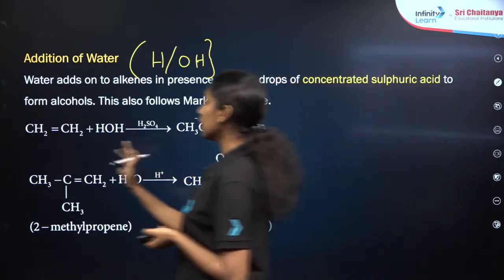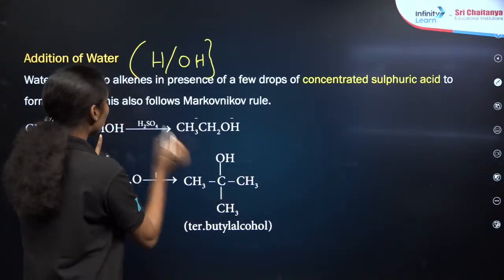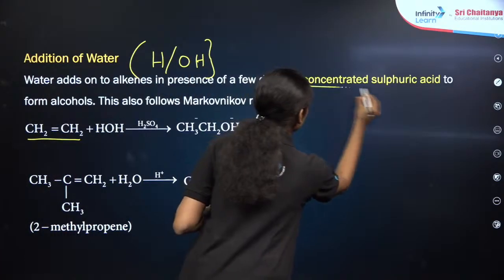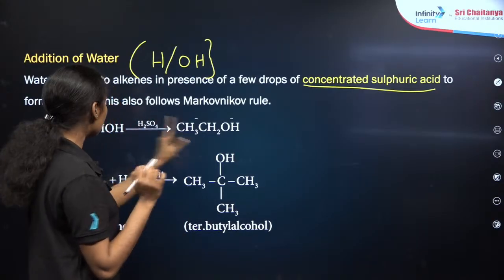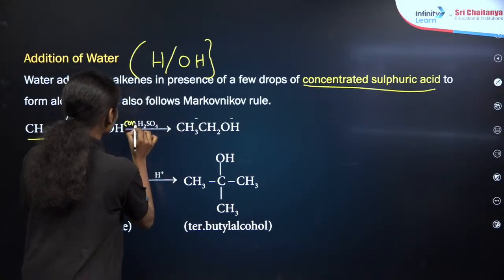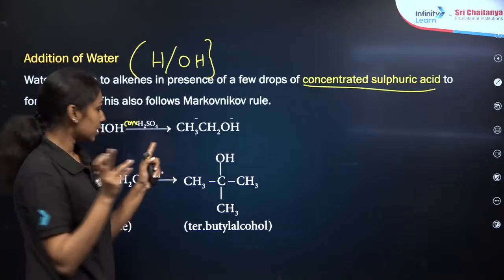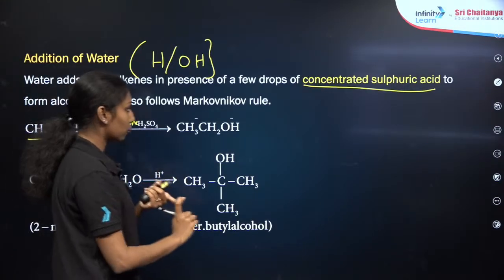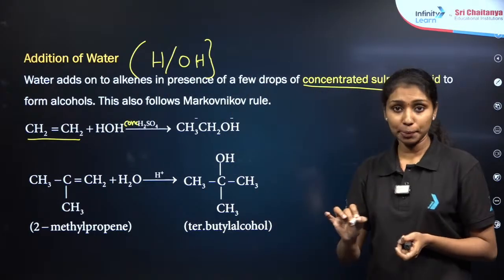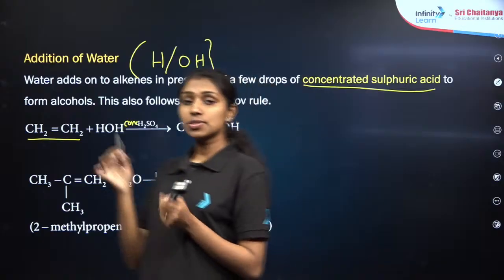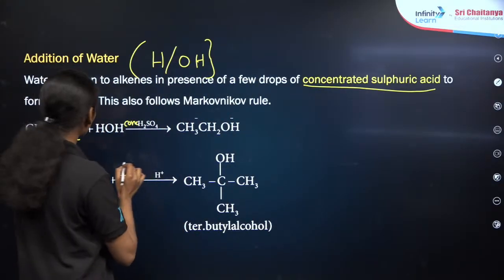For example, if I am taking CH2=CH2, that is my ethene molecule, in presence of concentrated sulfuric acid, this hydration will happen in presence of acid only. We can split the water molecule as H and OH, right? So according to Markovnikov rule, the negative part of the adding molecule, in case of water the OH minus, will go to the carbon with less number of hydrogen atoms, right?